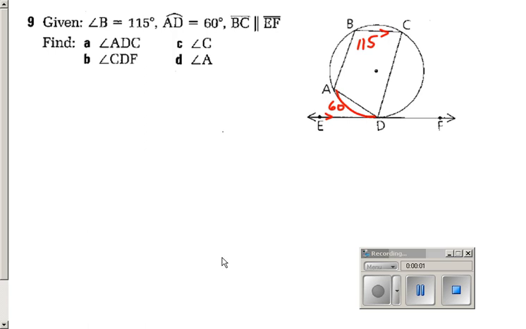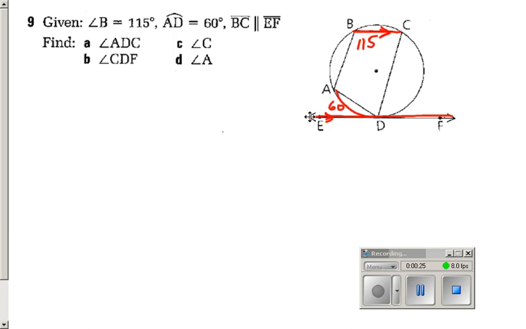Okay, this is number 9 on section 10.7. I labeled the information in the picture. Arc AD is 60, angle B is 115, and BC is parallel to EF. So I'll highlight those two lines in red so that you can see the parallel lines. Okay, so this is what I got, and I'm trying to determine angle ADC.